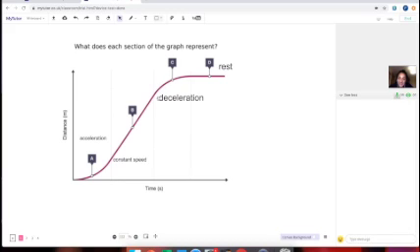In section C, we can see a decreasing gradient, so it goes from a steep gradient to a shallower gradient, which means that there is deceleration happening in that section. And then in section D, it's a flat line, which means there is rest going on. The object has come to a stationary motion.